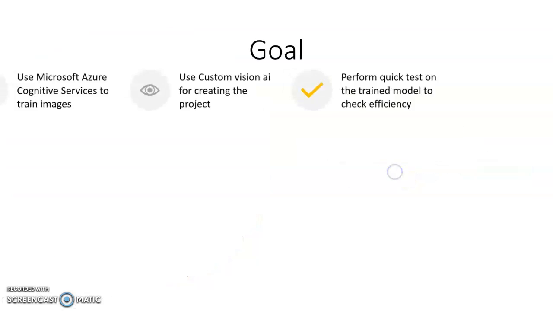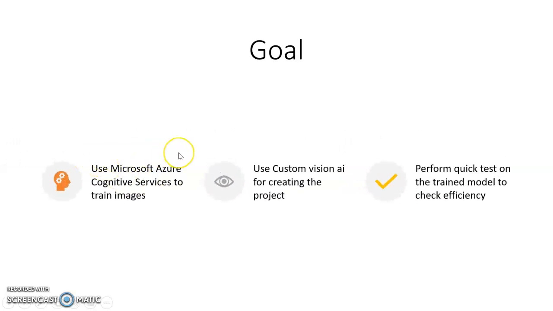So, what is the goal of this assignment? We have to use Microsoft Azure Cognitive Services to train a number of images. We would be using Custom Vision AI for creating a new project, and after that we would be performing a quick test on the trained model to check its efficiency, whether it recognizes the images correctly or not.